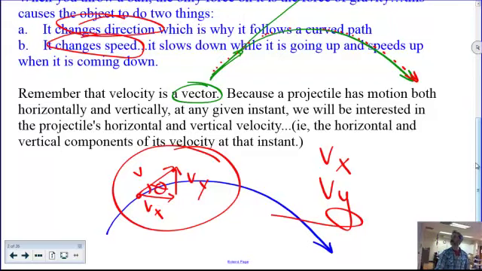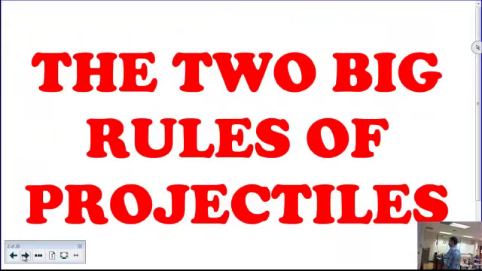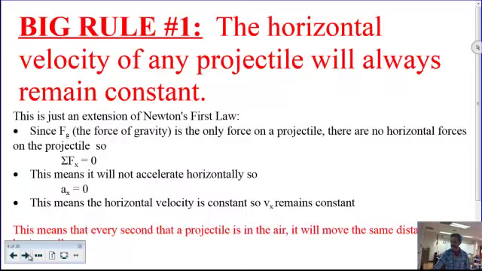Which brings us to the two big rules of projectiles. If you understand these two rules, you can solve any projectiles problem I give you. Basically what you guys are going to find is there's no new equations here. It's basically just manipulating the equations from the first chapter and a little bit of Newton's first law, I guess, or maybe the first two laws. All right, so here we go. Big rule number one.